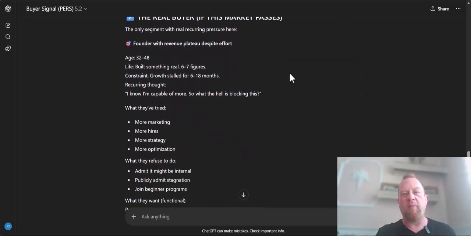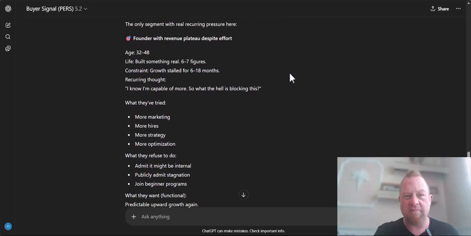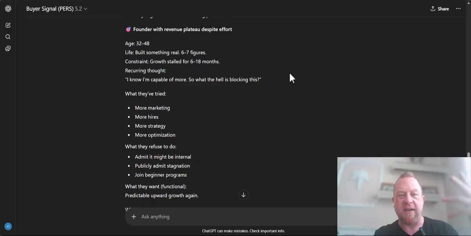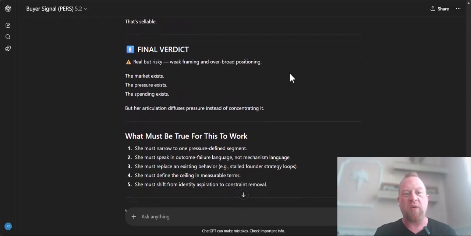All right, so the real buyer in this market: founder with revenue plateau despite effort. Boom, right there. Built something to six, seven figures. Growth stalled for 6 to 18 months. I know I'm capable of more, so what's blocking this? That's really what it is. Real but risky: weak framing and overbroad positioning.